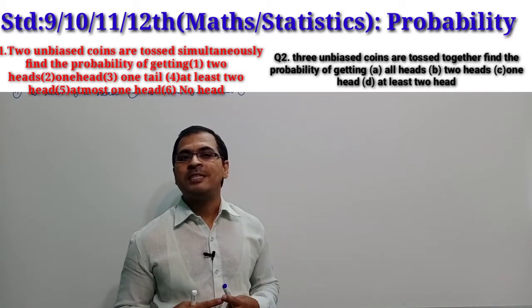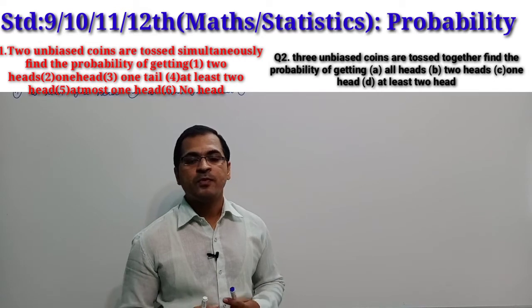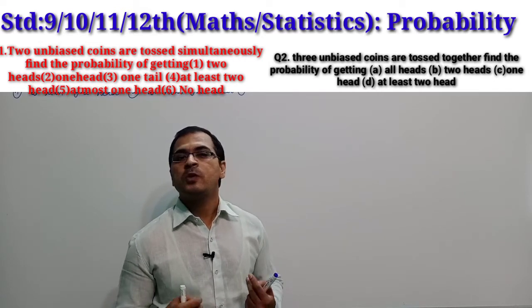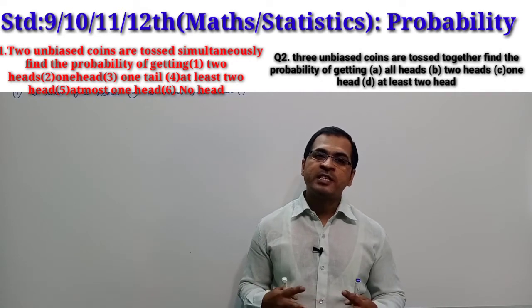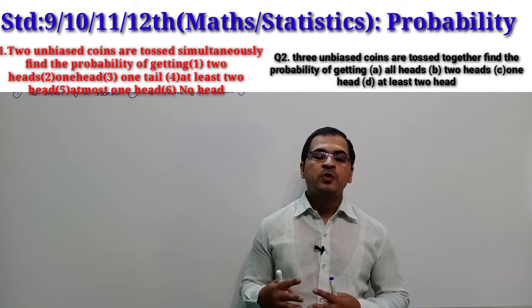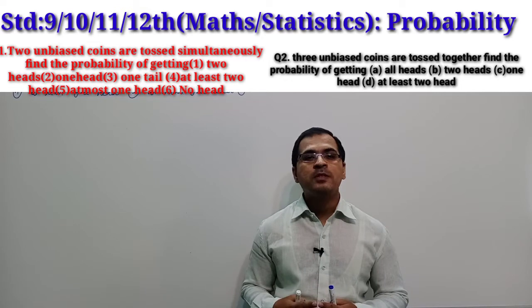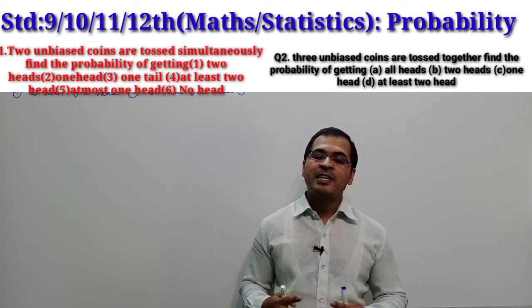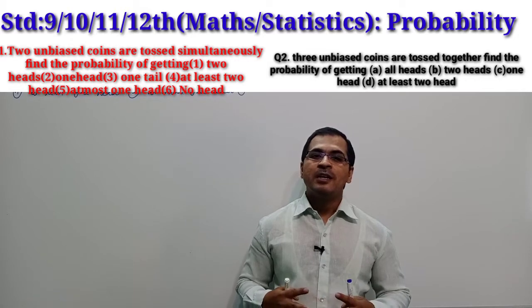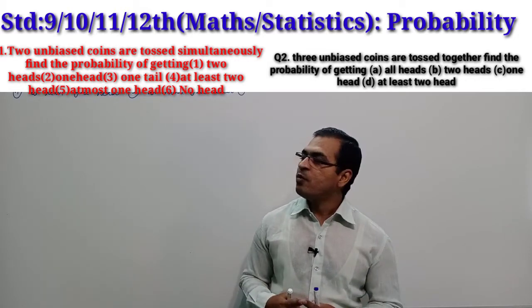Tossing of a coin means one time tossing of a coin, or two coins tossing simultaneously, or three coins tossing simultaneously. So what will be the possible outcomes? On the basis of the possible outcomes we will practice a few more questions. Okay students, let us move over here.